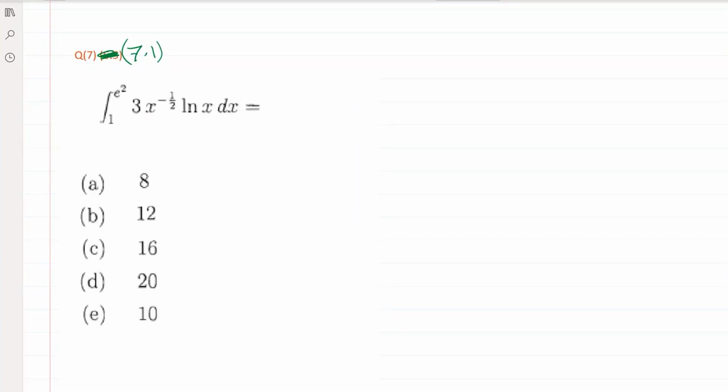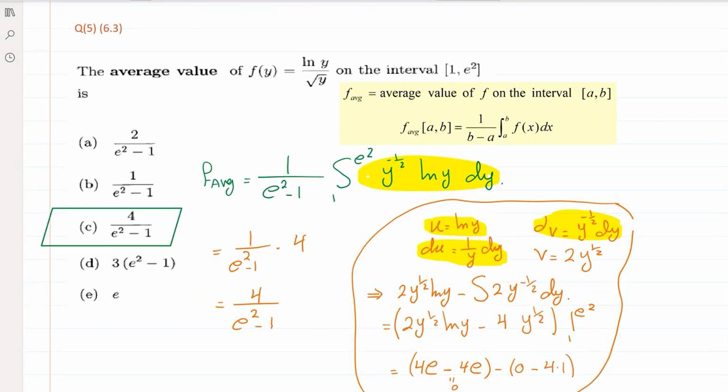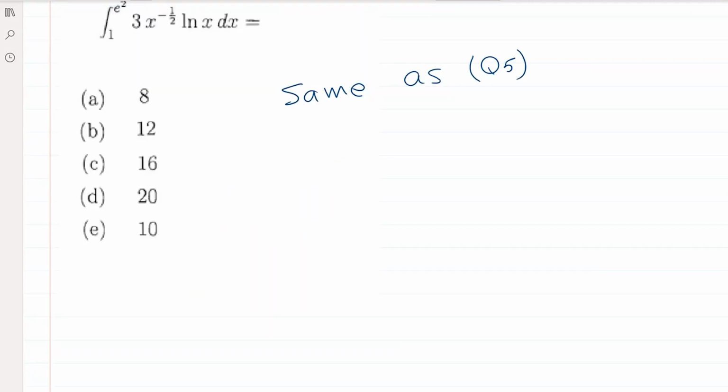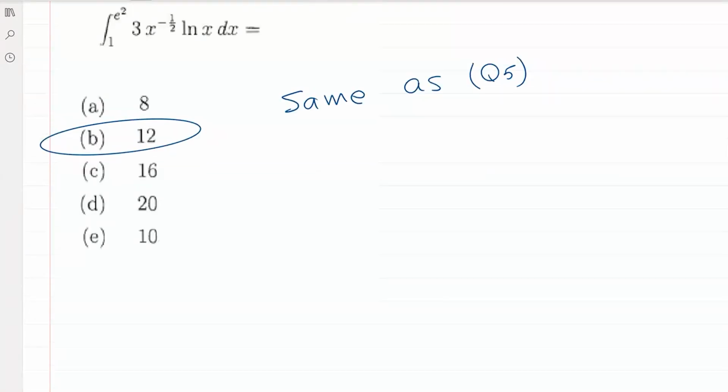Okay, this question is on 7.1, integration by substitution. I think this one we don't need to solve, because we already solved something similar just two questions before, when we evaluated the average value. It's the same as question 5. No need to solve this one. When you solve it, the answer will be 12. So you can solve it by yourself later.